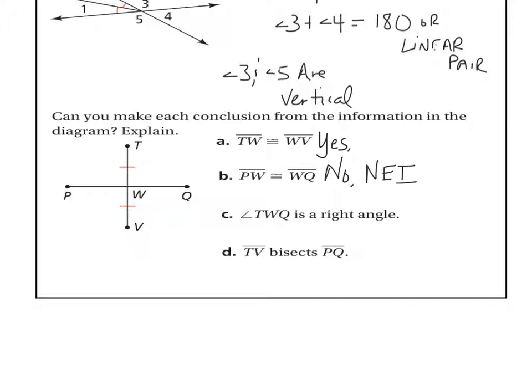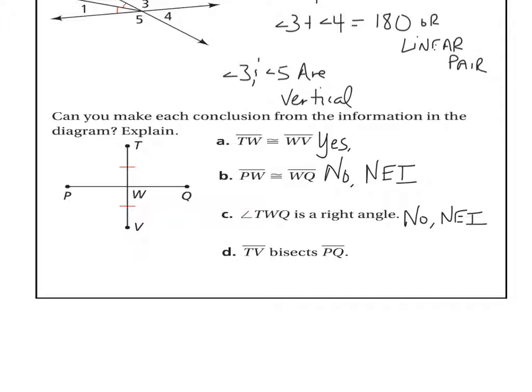All right. Angle TWQ. Well, it says here TWQ is a right angle. Can I conclude that? Wait a second. I got a question for you. How do I know whether that's 89.4 or 90 degrees? Well, I don't know that. So no, I cannot conclude that that's a right angle because it's not marked with a little box. Again, not enough information.